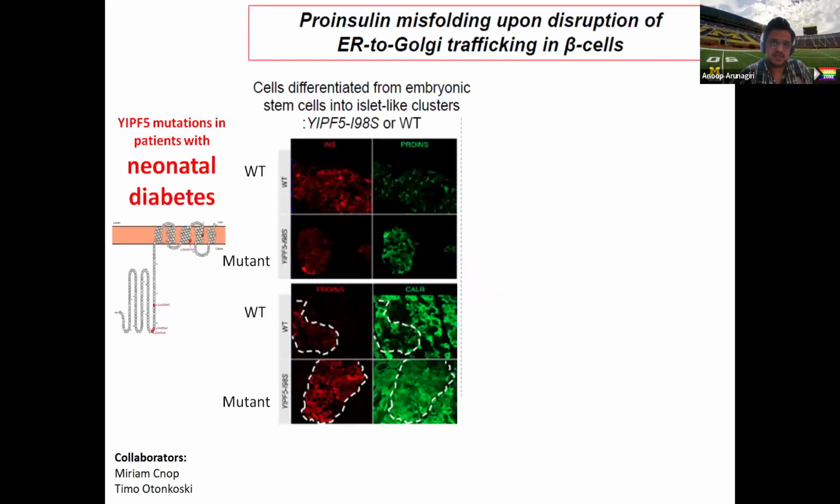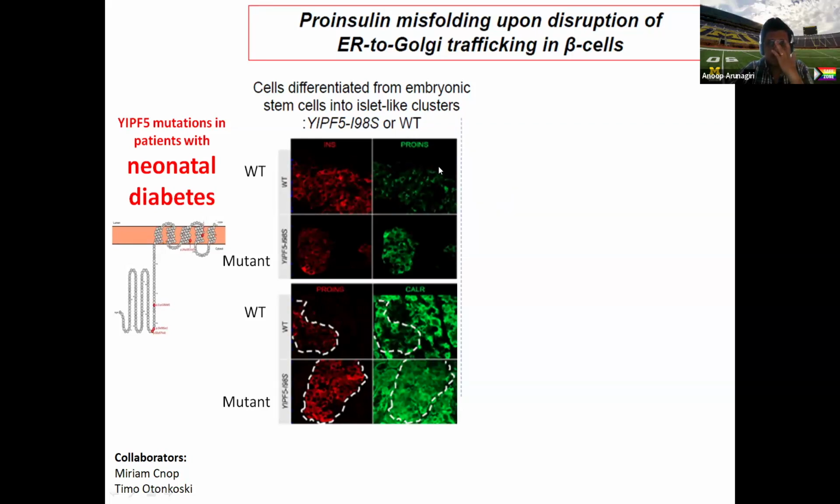Okay, this is the first evidence. This is the collaboration with Miriam Knoop in Belgium and Timo Otonkonski in Finland. They are experts in making stem cell derived beta-like cells, islet-like clusters. And in this case particularly, they are looking at neonatal diabetes patient mutations on a certain gene called IPF5. The function of the IPF5 protein is to help cargo transport from the ER to Golgi. So it facilitates protein transport. If there is a mutation here, the ER to Golgi trafficking will be affected.